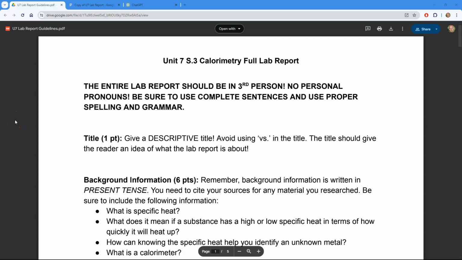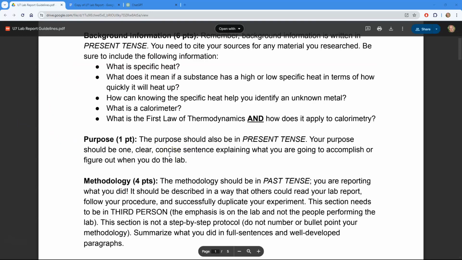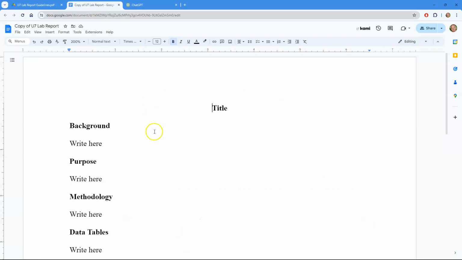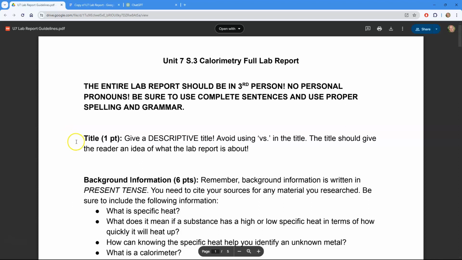In this video, we're going to go through the entire Calorimetry Lab report. So we've got the directions pulled up right here. I have my lab report Google Doc up. So let's start with the title.